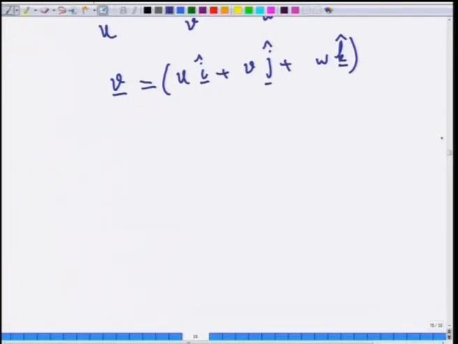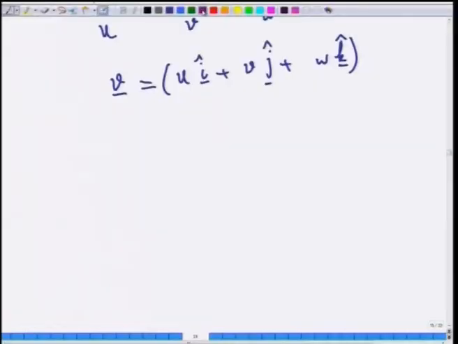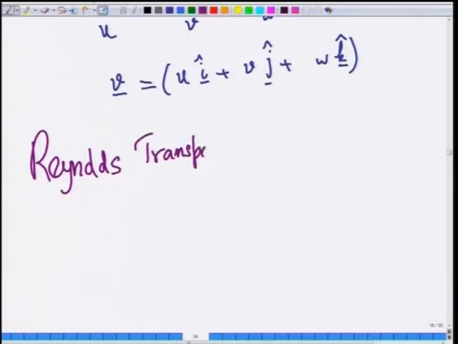Now, just as the substantial derivative told us how to get the time rate of change of any quantity as you follow the particle, the Reynolds transport theorem pertains to a macroscopic body. Often we make the distinction between system and control volume in fluid mechanics.